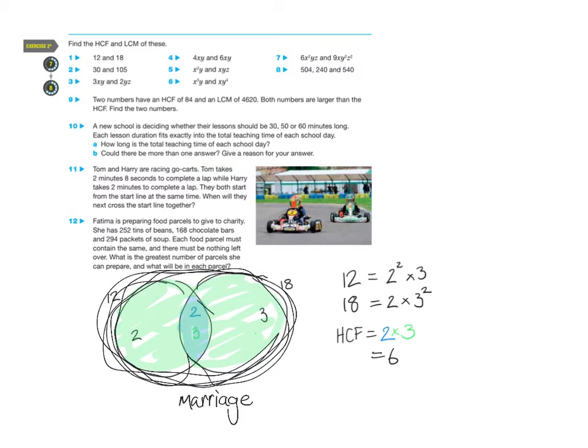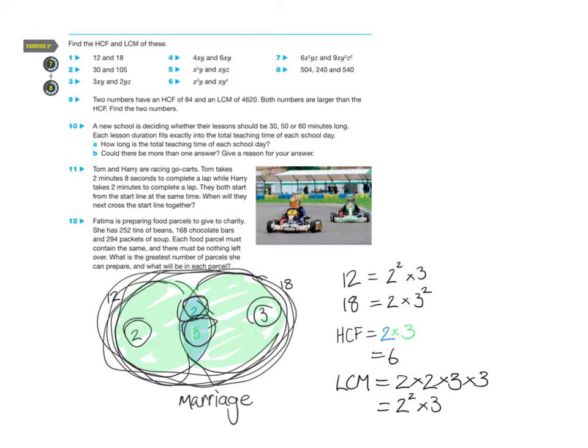So lowest common multiple is then going to be 2 times by, there's another 2, times by 3, and times by 3. We could write that as 2 squared times by 3 squared, which is the same as 4 times 9, and that's going to be 36.